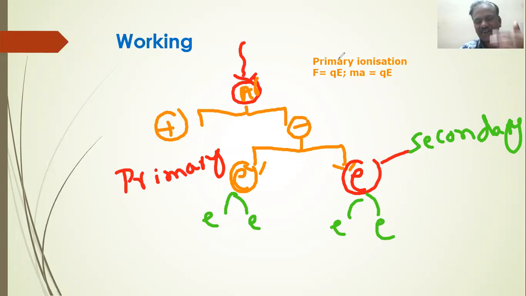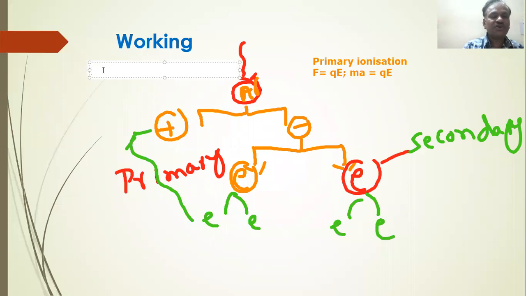At that stage, primary, secondary, tertiary, and ultimately we reach the avalanche breakdown. A number of electrons are formed in the chamber. Along with that, whenever these electrons come under the influence of the nuclear field of the nucleus, there is a deceleration of the electron. Once the electrons get decelerated, one kind of radiation is emitted. Those radiations are called the Bremsstrahlung effect or Bremsstrahlung radiation.